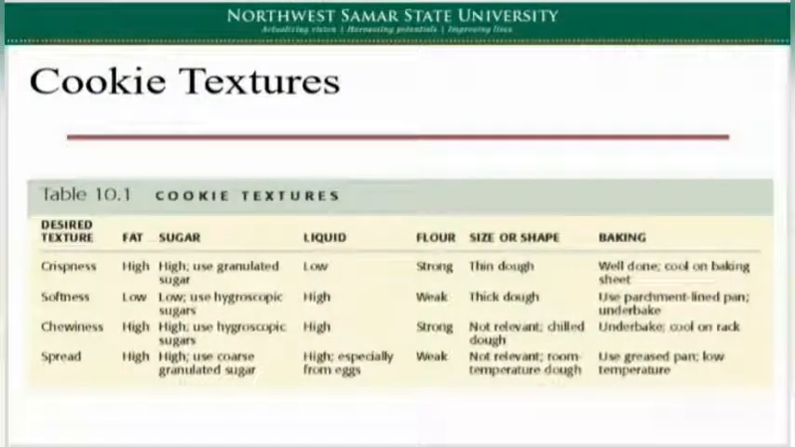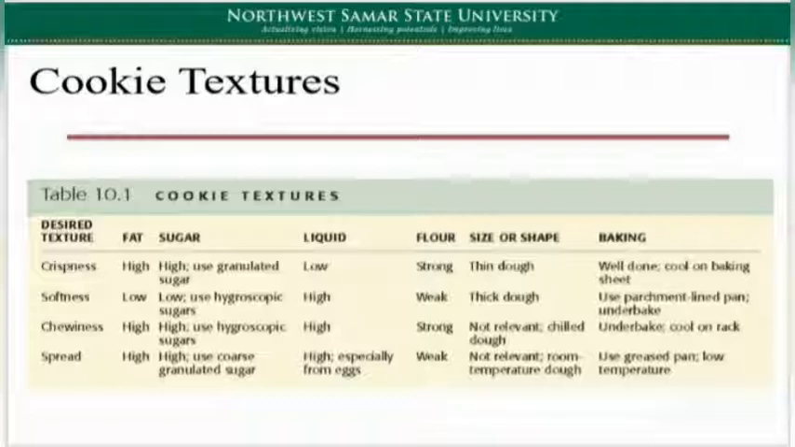Next is the cookie textures. So, Table 10.1, the cookie textures. Desired texture, the crispiness: fat is high, sugar is high, use granulated sugar, liquid is low, flour is strong, size or shape, thin dough, baking well done, cool on baking sheet.